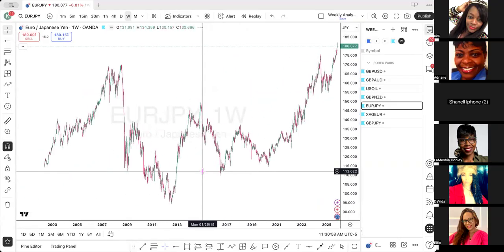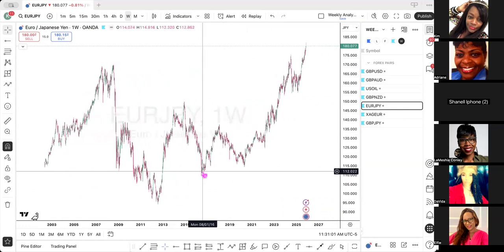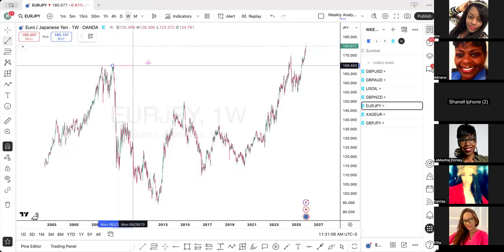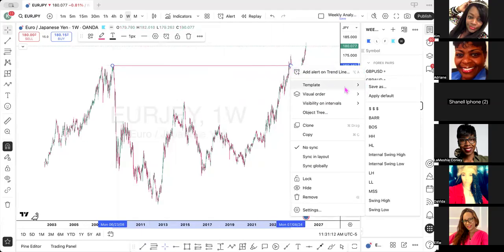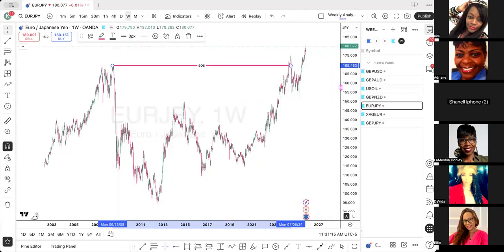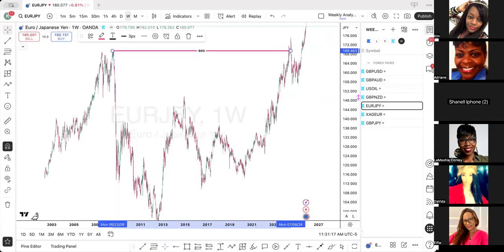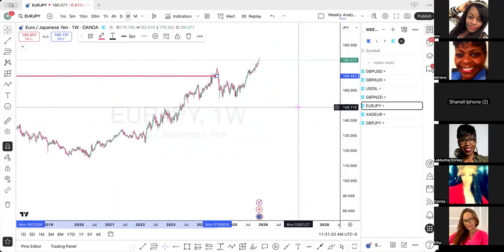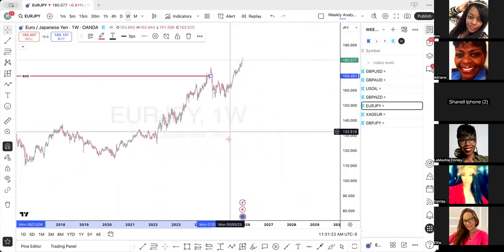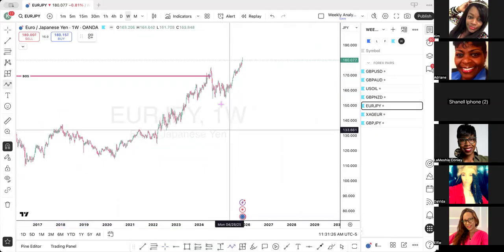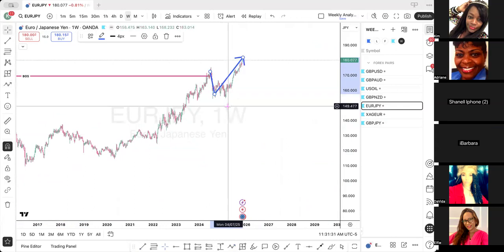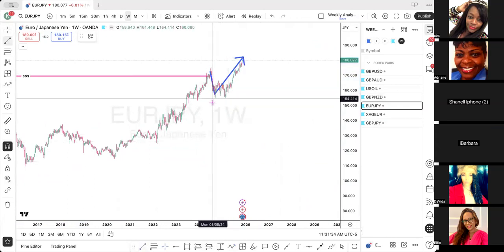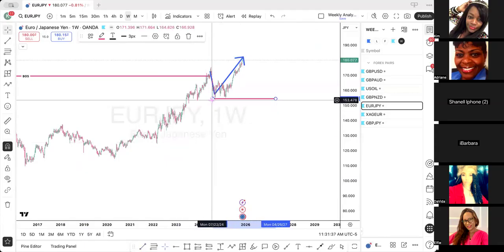Look at the bigger picture. So the bigger picture is telling me that we broke this structure. We have this breakup structure here. So now we know at some point price is likely going to be pulling back. So if I look at the structure within there, we're here. All right. So this is our weekly swing low. And of course, we're at this high.